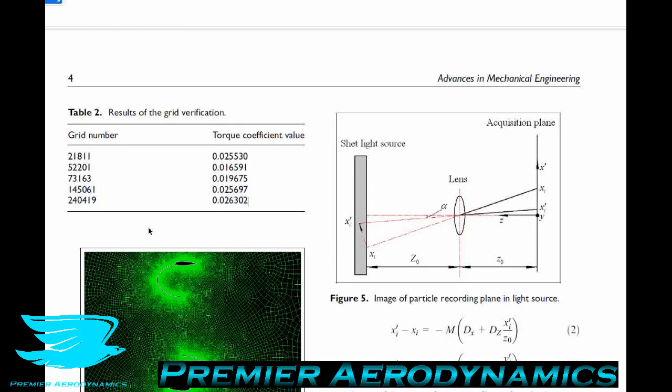So whether you can say that this CFD has converged or not, I would probably say no, not yet. It needs to have a finer mesh, but that's what we have at the moment. The good thing is that they do have PIV to help with the validation of their mesh, so let's move on to that.